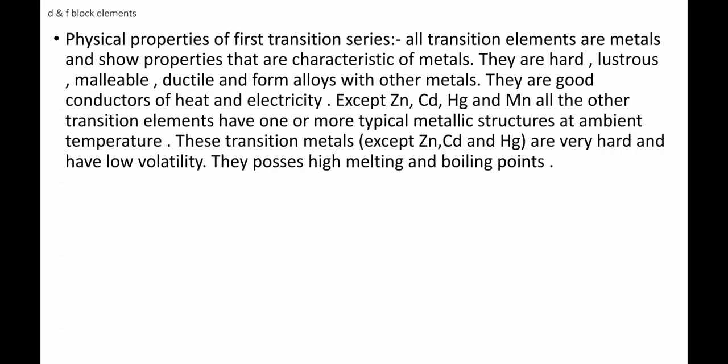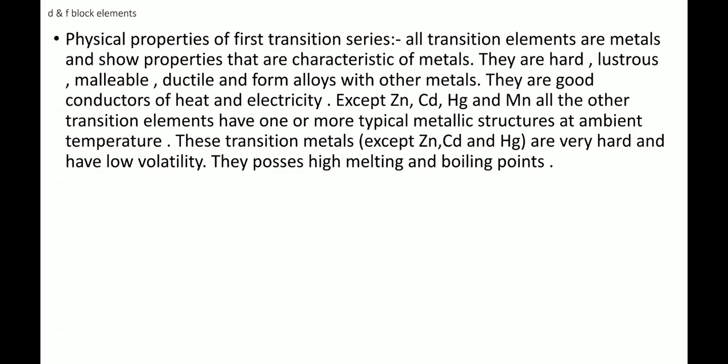Some physical properties of the transition series. All transition elements are metals and show properties that are characteristic of metals. They are hard, malleable, ductile, and form alloys with other metals. They are good conductors of heat and electricity, except zinc, cadmium, and mercury. Except manganese, all other transition elements have one or more typical metallic structures at ambient temperature.